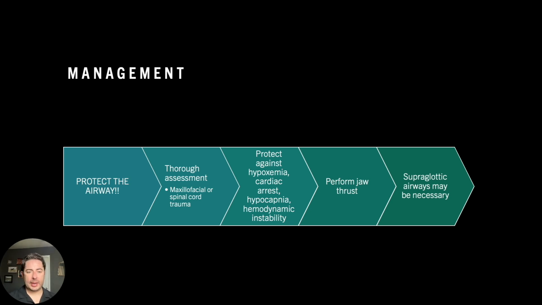So when we intubate these patients, a lot of times we're going to use what's called a rapid sequence intubation. That means that we're going to hyperoxygenate these patients and get them the sedatives and the paralytics that they need quickly so that we can establish an airway.